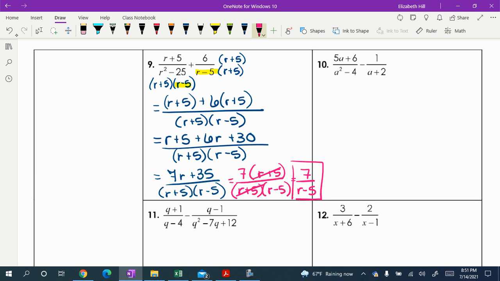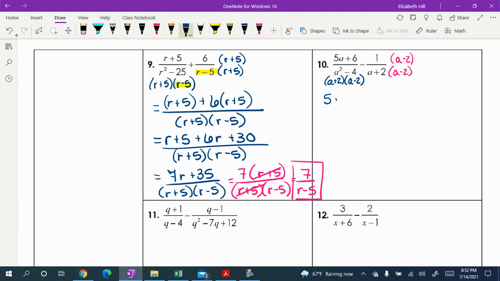All right, I'm going to try and do number 10 here with you. Kind of very similar to what we saw with number 9. We got the difference of two perfect squares here. So a plus 2 and a minus 2. And so as far as my common denominator goes, I've got a plus 2 in both spots. I just need that factor of a minus 2. So I'm going to multiply the top and bottom by a minus 2.